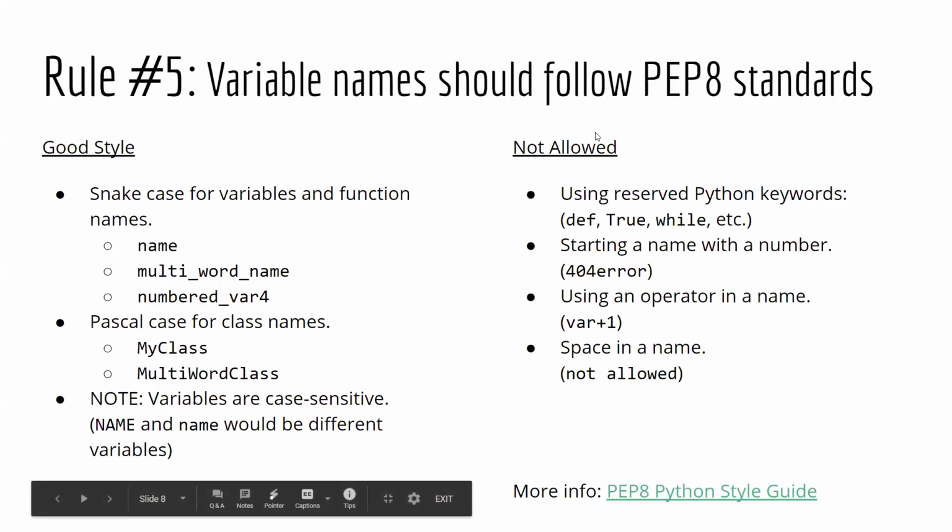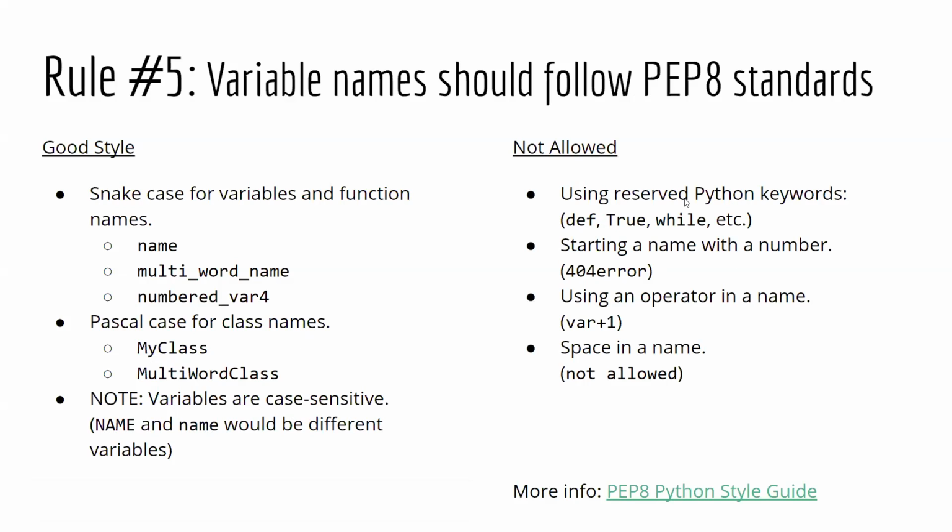And then not allowed for variable names is using reserved keywords that Python already uses. Like you can't set true equal to 5. Sorry. Oh, you can get away with that in C and other languages because they don't care as much. Anyway, you can't start a name with a number, just like when naming babies. That's also not allowed. You can't use an operator in a name, just confusing, no spaces. So that's the last rule as far as storing data goes in Python.